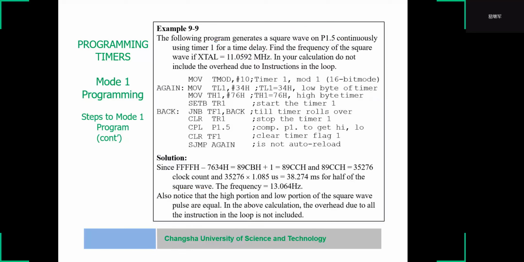The following program generates a square wave on P1.5 continuously using timer 1 for a time delay. Find the frequency of the square wave.